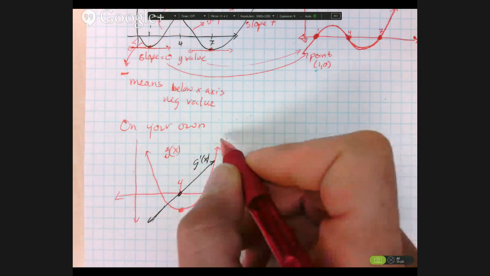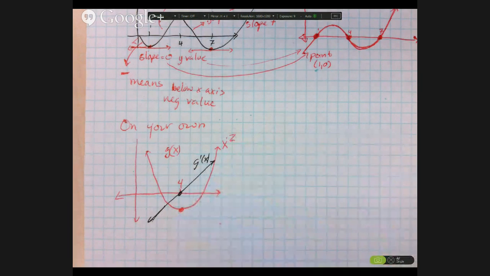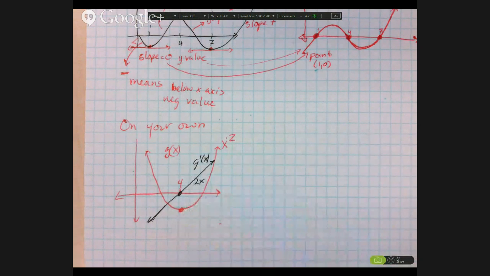Here's what's interesting. This is a quadratic, right? Use the power rule. The new one is linear. So there's an algebraic connection and a geometric, graphical connection, right? You're going to get some more practice on those.